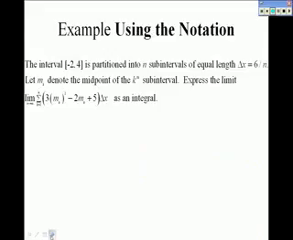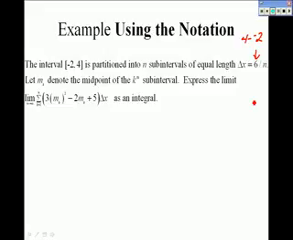You'll have, I think, a problem or two kind of like this today. The interval from -2 to 4, so here's our interval, our a and b, is partitioned into n subintervals of equal length. So to figure that out, where did this 6 come from? Hopefully you're saying, well, b minus a, which is 4 minus -2, to come up with that 6.